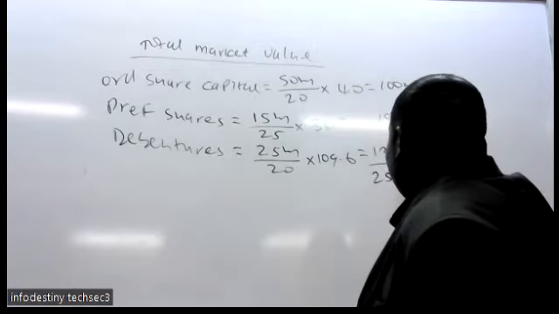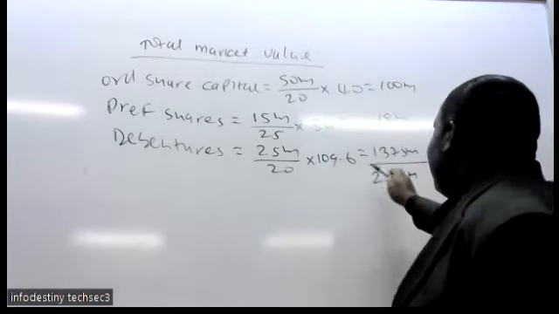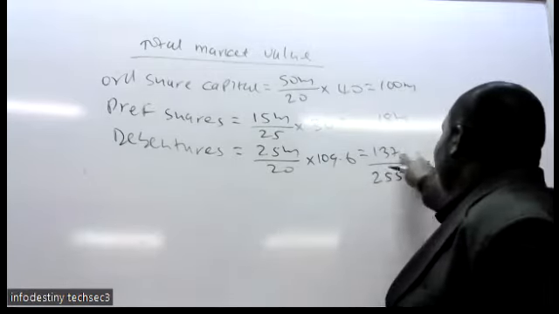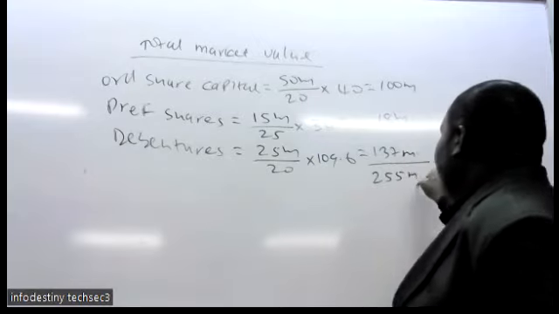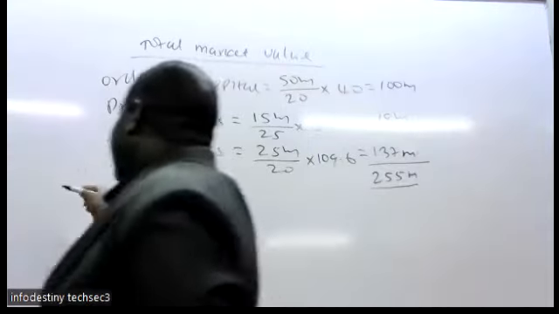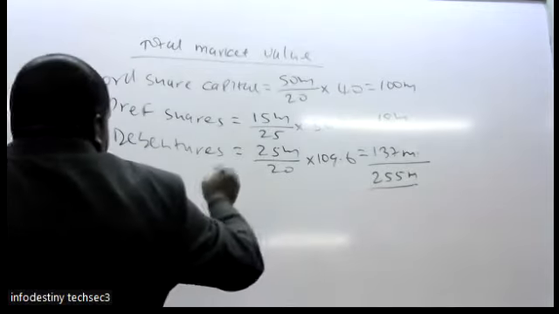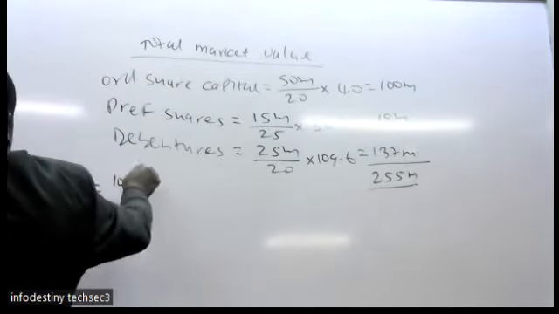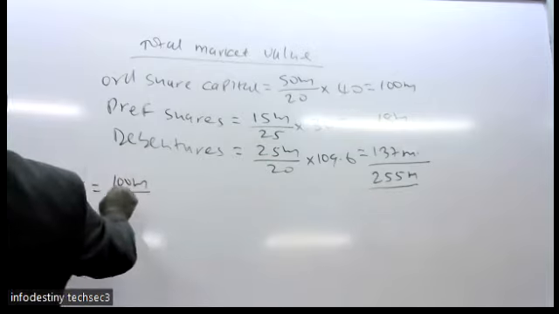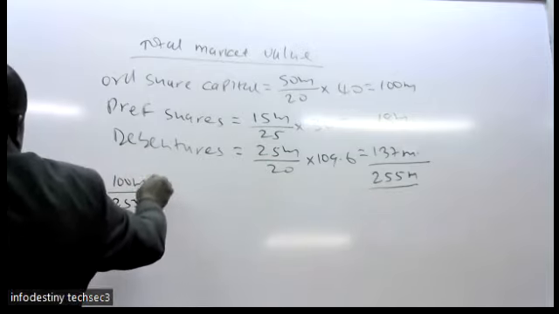Exactly 255 million. Yes. So now after that, we get our WSCC. So WSCC will be 100 million divided by 25 million.